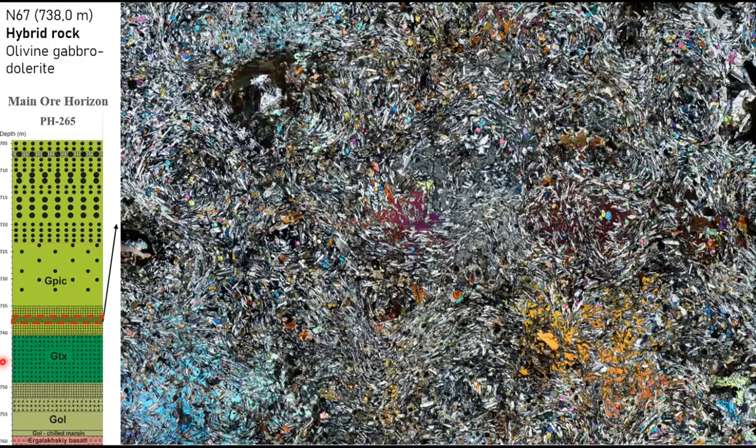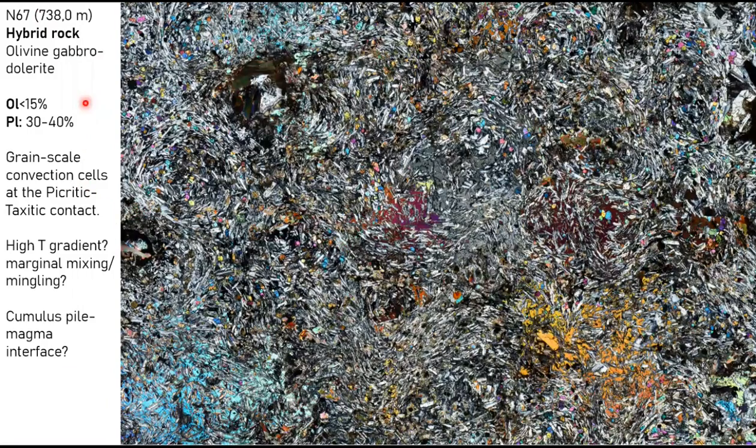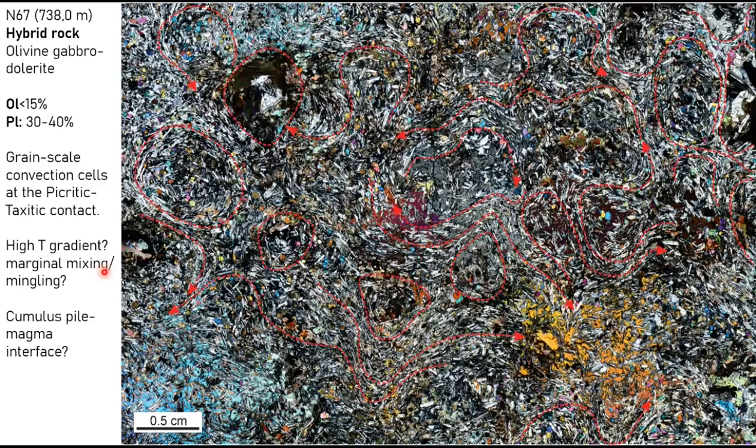And this is a closer look at the hybrid nature rock here in the transitional zone. This is an olivine gabbro-dolerite. Basically, we have here less than 15% olivine and 30 to 40%, so it's more fractionated than the picritic. We have these probably grain scale convection cells at the contact of these two units, probably associated with the high thermal gradient and related with marginal mixing. Or this can even represent the cumulus pile magma interface.